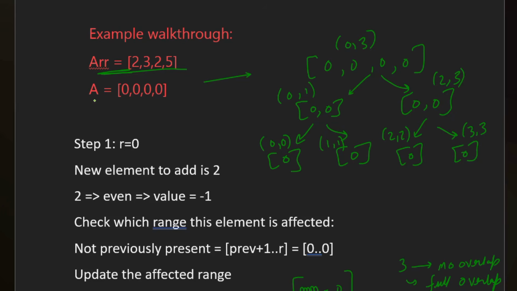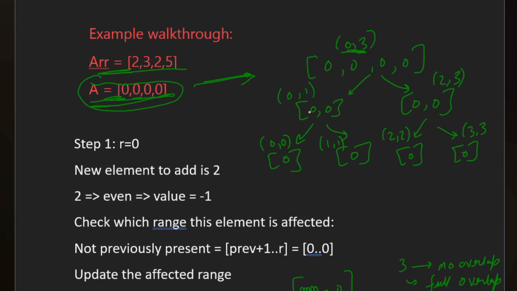As we have discussed in the approach, we have simulated all the things using a different array A, and then we are making a segment tree of that A. So what will this segment tree initially look like? See, this first node will be handling the range from 0 to 3, and initially A has all zeros, so it also has all zeros.